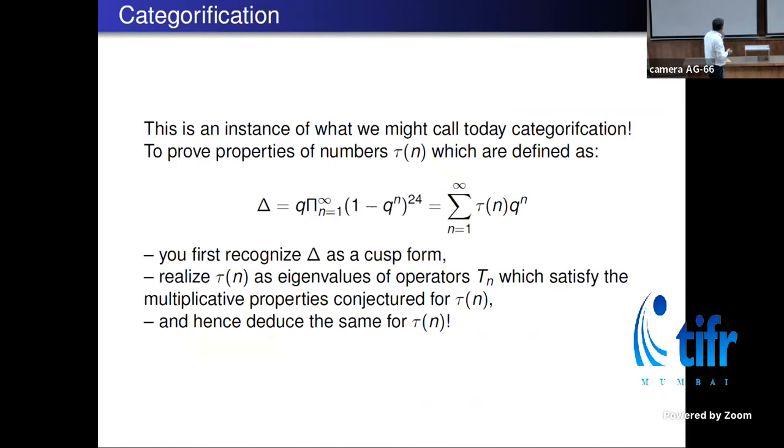So I guess this is some kind of anachronistic term. I mean, this is some kind of idea of categorification, where rather than proving just properties of numbers, if you don't have any structure, it's hard to prove anything about them. You realize them as eigenvalues of operators, prove something for the operators, and hence deduce the same for the eigenvalues, right? So some of you see this as trying to conceptualize at a higher level some of these things to prove more properties of them, right? So that's kind of how the subject has gone.